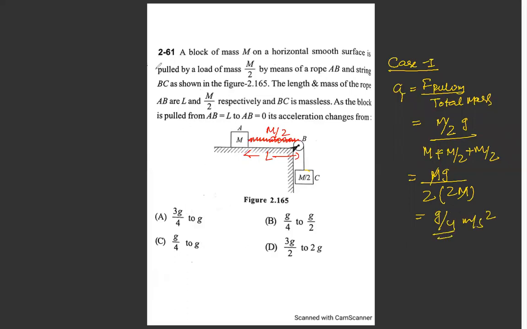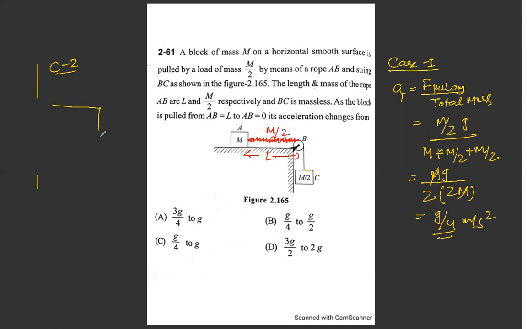Now let's come to the second case. It is given that the block is pulled from AB equal to L to AB equal to 0. AB equal to 0 means this block must have come to this position by that time, and this part of the string should come down. So if we draw the situation for case 2, it is going to look like this.